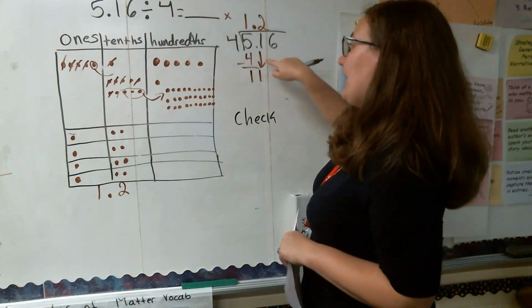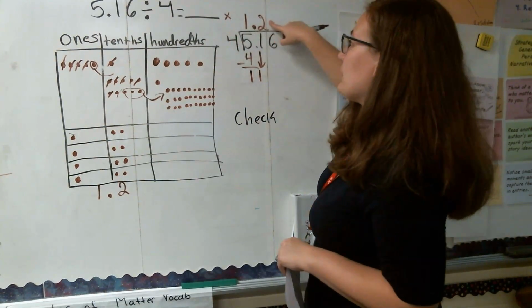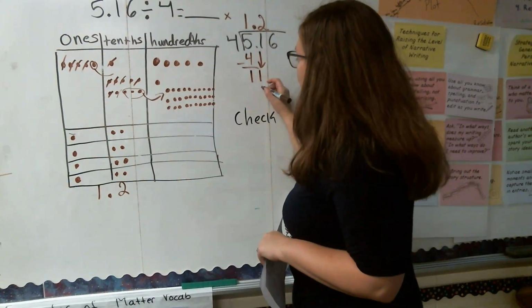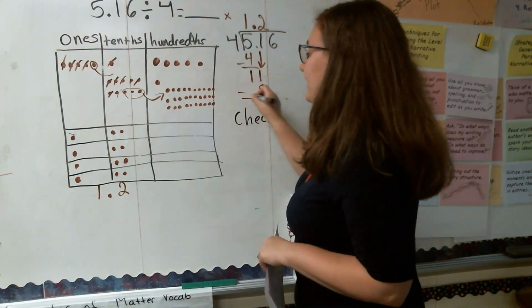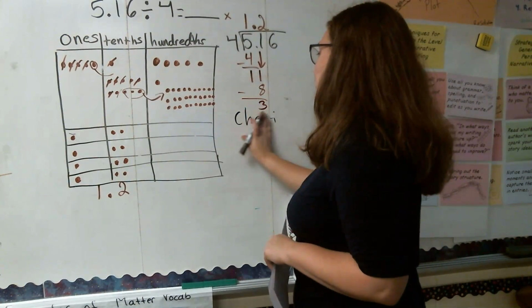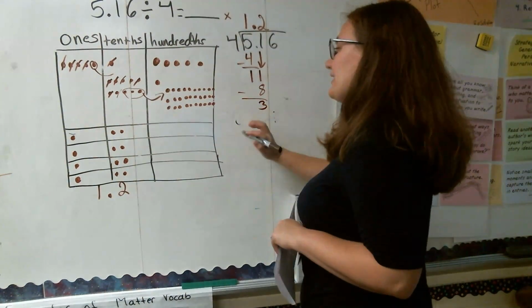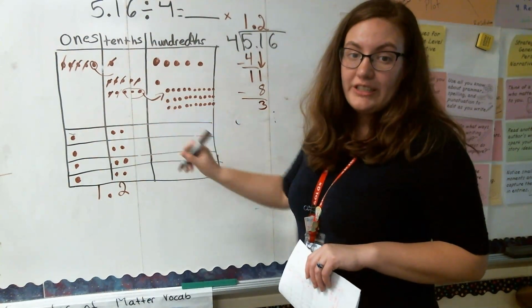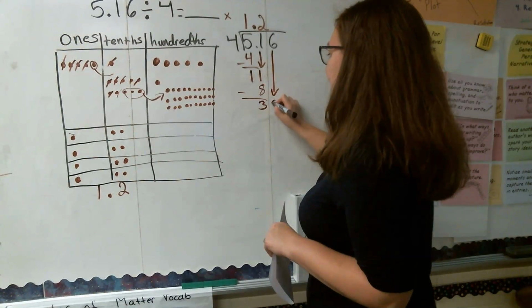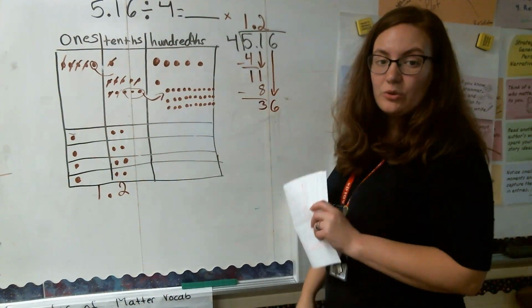And now I am going to do 4 times 2. 4 times 2 is 8. So I'll write 8 over here, and then I will subtract. So then I do 11 minus 8, which is 3, just like how I had these 3 extra dots. And then I need to bring down my 6, because I still have more place values to work with.